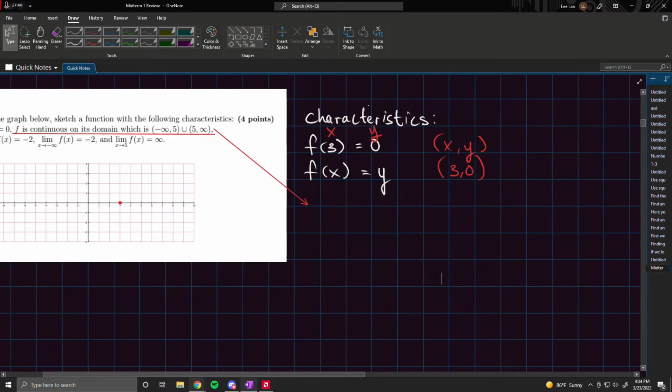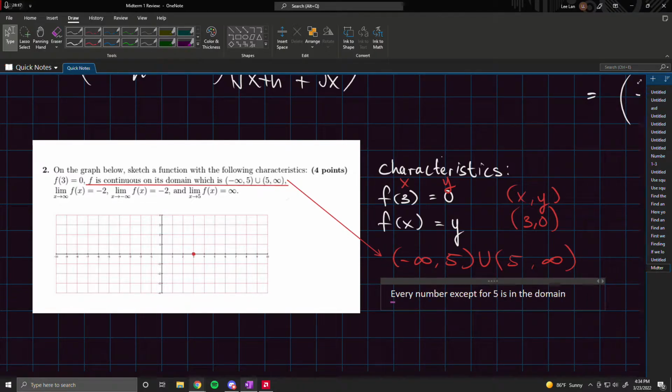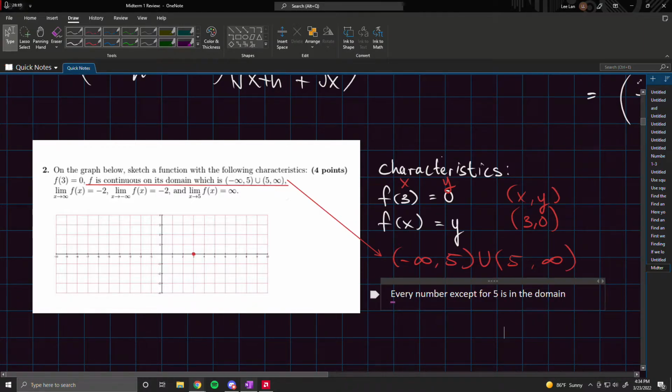I think I've also had students get confused on this notation as well. So negative infinity to 5, union, capital U, 5 to infinity. And one thing mathematicians really like to do is condense a lot of information into as few characters as possible. So what does this mean? Well, this means every number except for 5 is in the domain, basically.